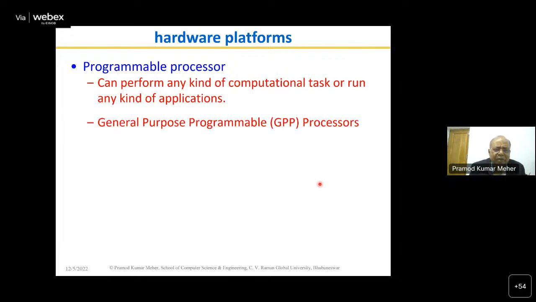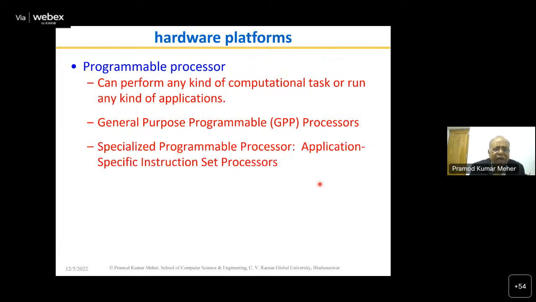So whatever applications you want to run, you can run them on these programmable processors. And we have general-purpose programmable processors. Also, we have specialized programmable processors for different applications, where the instruction set is designed to cater to the kind of computations involved in those applications. For image processing, video processing, and signal processing, we have some specific types of computations always repeatedly performed. So for that, we have specialized programmable processors, generally called application-specific instruction set processors, or ASIP.